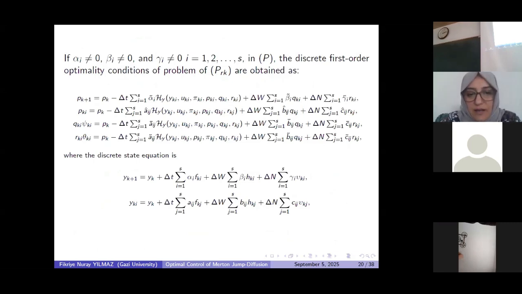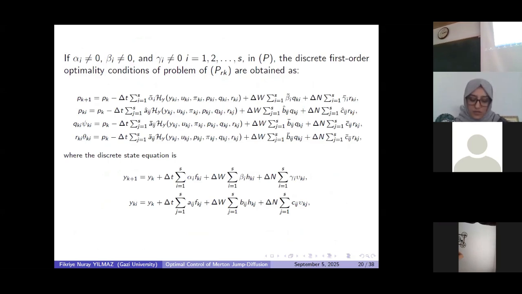Here, I'm omitting the proof because it's very long. We set partial derivatives to 0, and we get the following system. We get a similar discretization, a discrete scheme for the adjoint variable also.